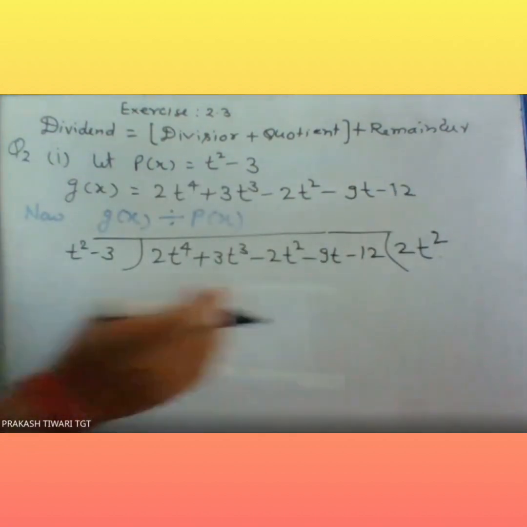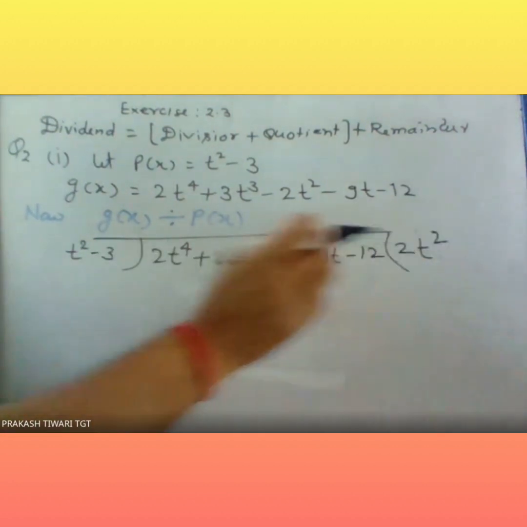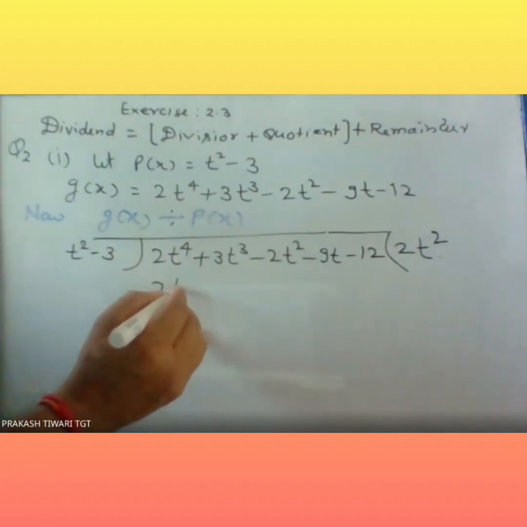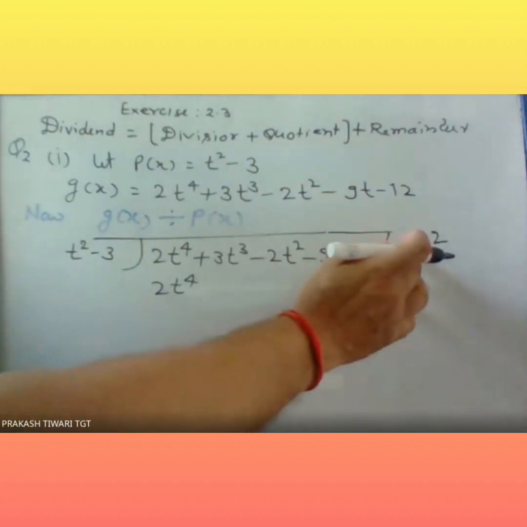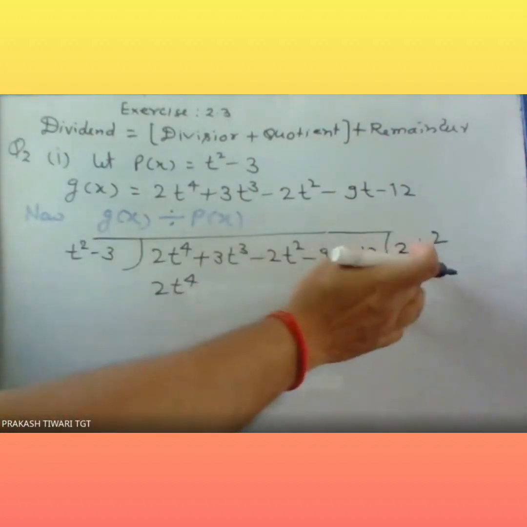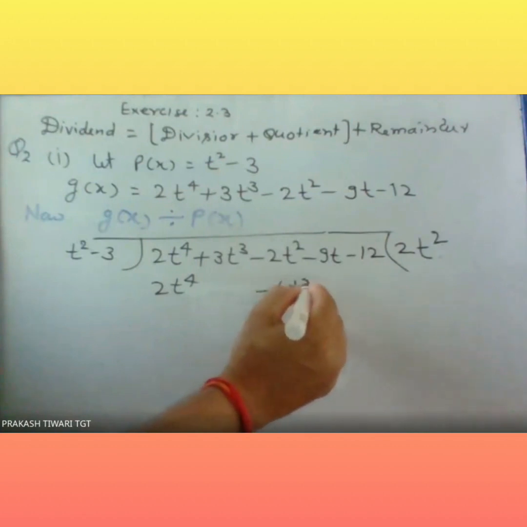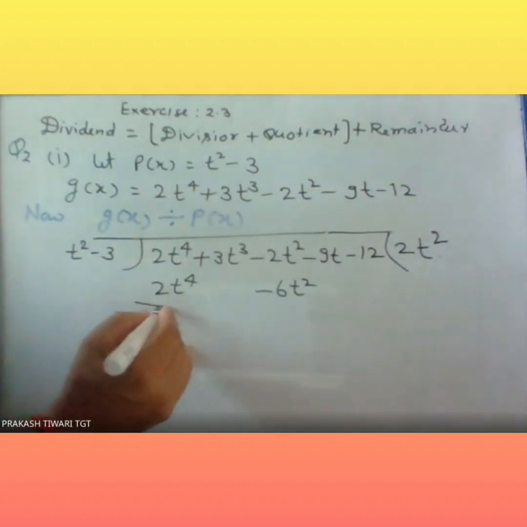Now start to multiply it. 2 into 2t squared multiplied by t square, so you will get 2t raised to the power of 4, and minus 3t into 2, 2 3 is 6 with minus sign, and t square, so you will write just here below the like term, that is 6t square. This is minus sign, so you will put here minus, and now then subtract it.